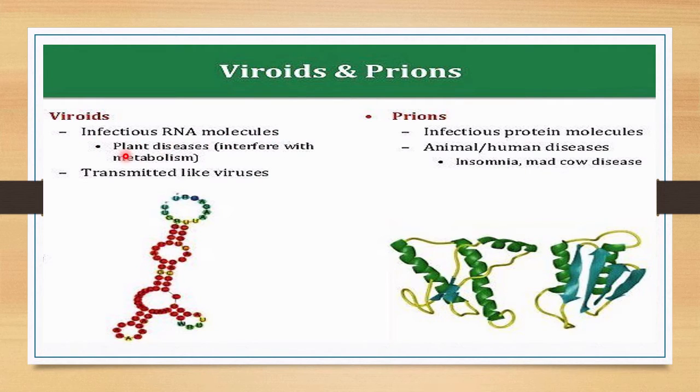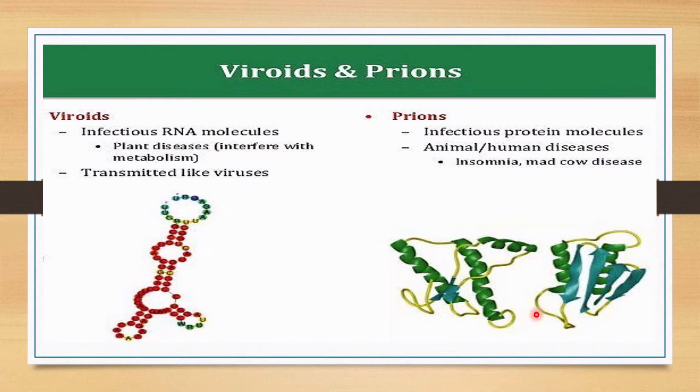They may cause plant diseases, or interfere with the metabolism, and they are transmitted just as viruses are. Here you can see the structure of a typical viroid. It is not covered or surrounded by a protein coat. This is the difference from viruses. Now let me see about the prions. They are infectious protein molecules. Here viroids are infectious RNA, a nucleic acid molecule, and prions are infectious protein molecules.